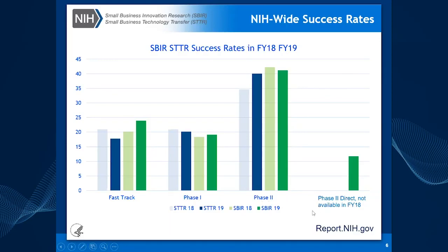And I think that's because the groups that come in with the direct to phase 2 are typically experienced SBIR companies. Now there is another option, and that's the fast track option. That allows you to combine the phase 1 and the phase 2 applications all in one package. You don't get any extra space.